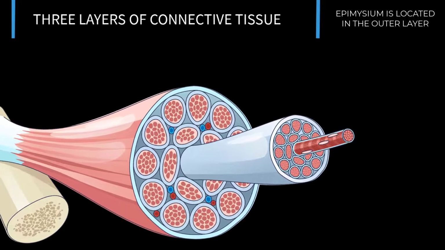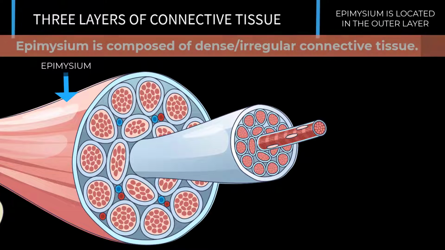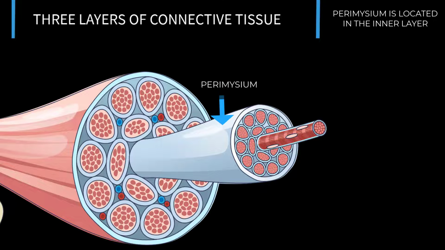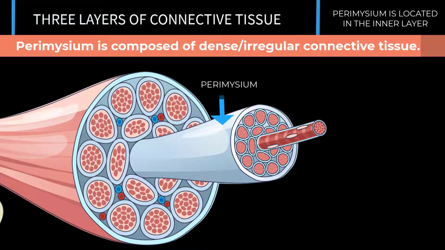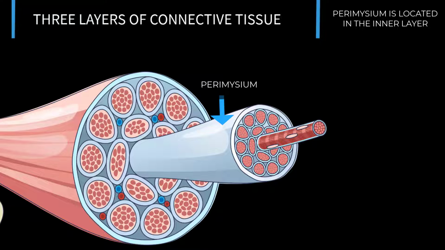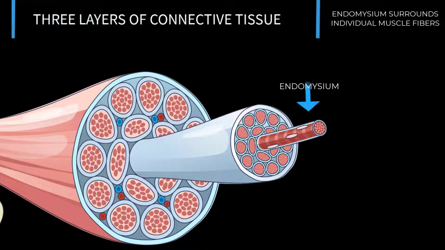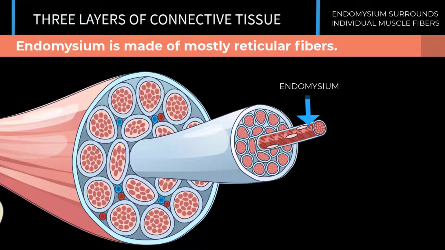The epimysium is the outer layer that is found surrounding the entire muscle. It is composed of dense, irregular connective tissue. The perimysium is the inner layer, and like the epimysium, it too is composed of dense, irregular connective tissue. This connective tissue is found in a skeletal muscle surrounding groupings of 10 to 100 muscle fibers, arranging them in bundles termed fascicles. The endomysium is found surrounding individual muscle fibers found within these fascicles, and it is made of mostly reticular fibers.